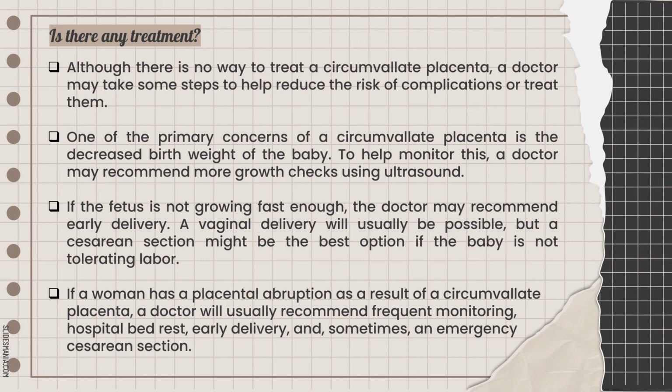A vaginal delivery will usually be possible, but a cesarean section might be the best option if the baby is not tolerating labor. If a woman has a placental abruption as a result of a circumvallate placenta, a doctor will usually recommend frequent monitoring, hospital bed rest, early delivery, and sometimes an emergency cesarean section.